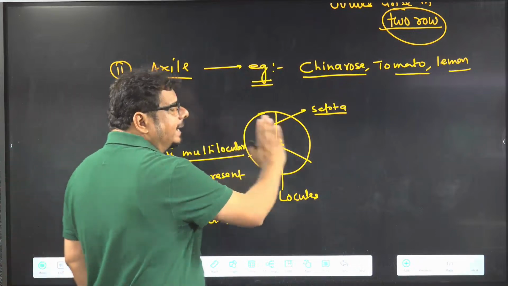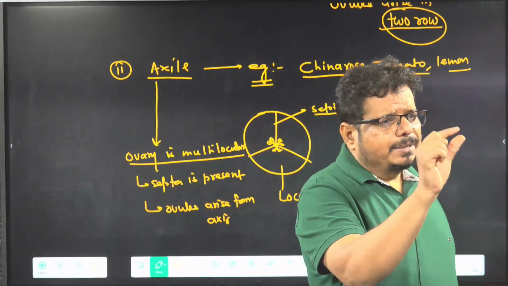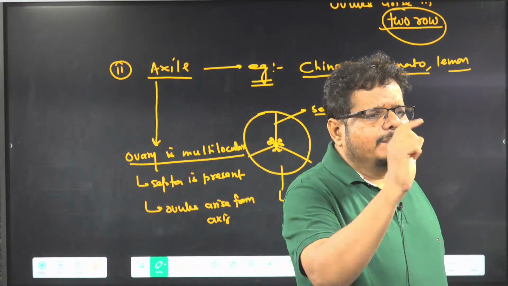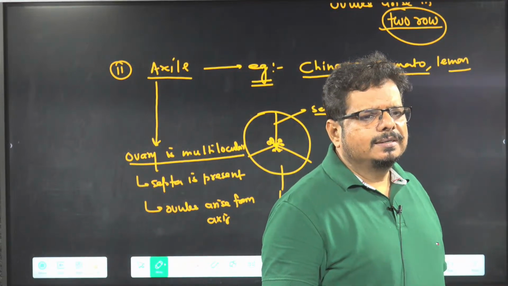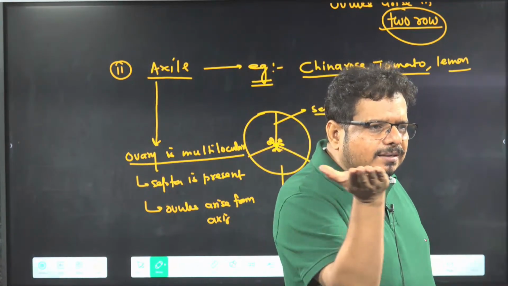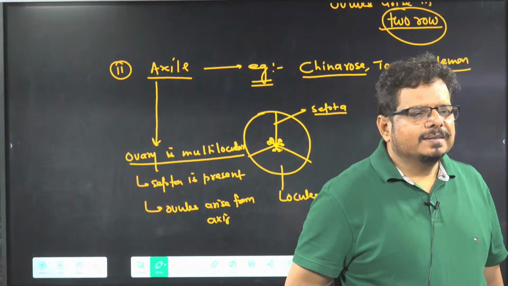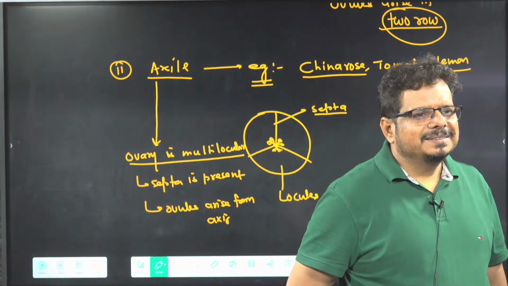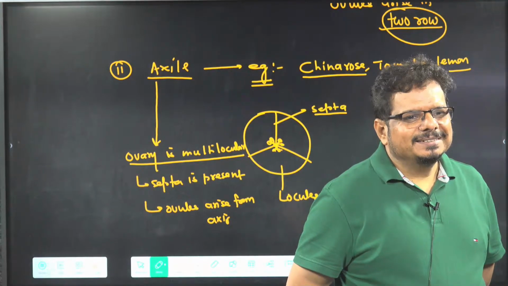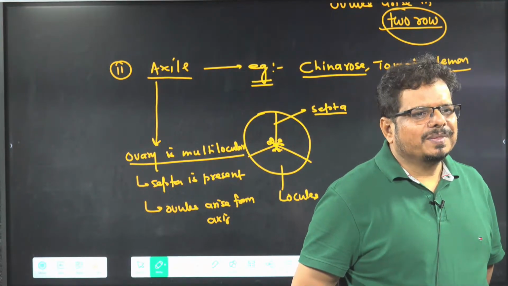When you cut the lemon, you find chambers are there. Many chambers are there in the lemon or not? Locules are there or not? Locules are there, na? Even if you cut the tomato, you find locules are there in the tomato. Is it clear in the mind? It is not necessary that both have the same number of locules.